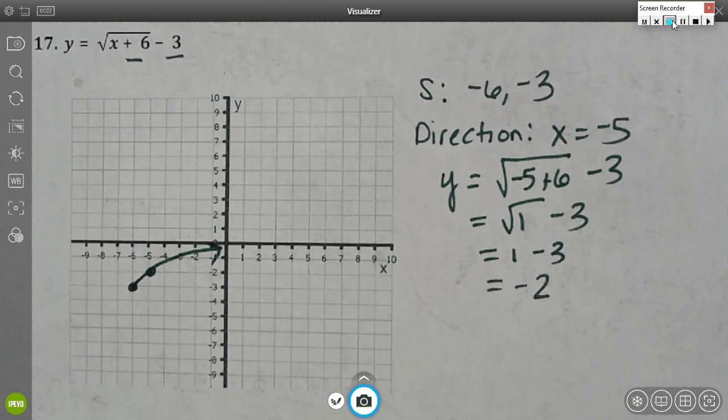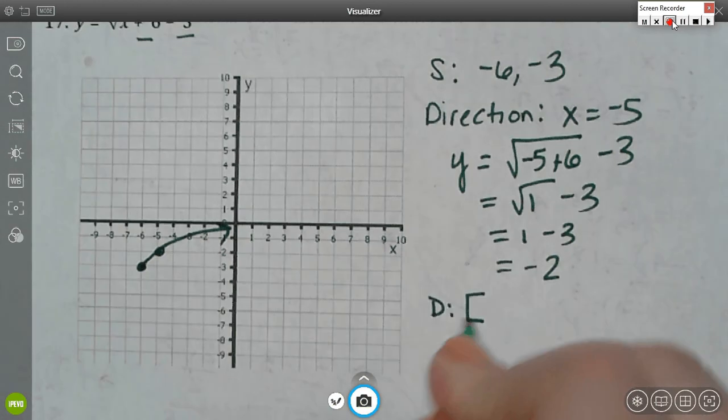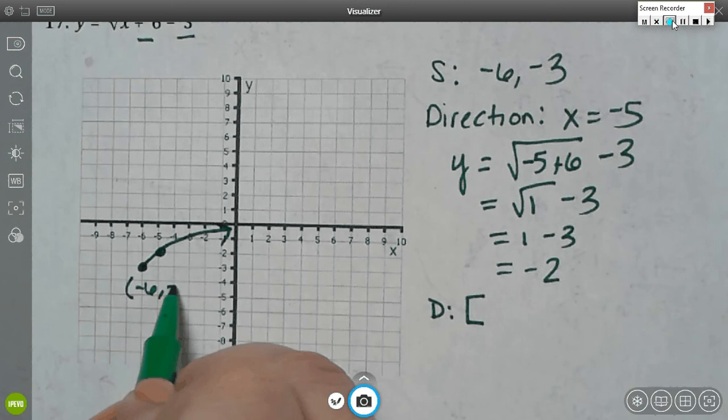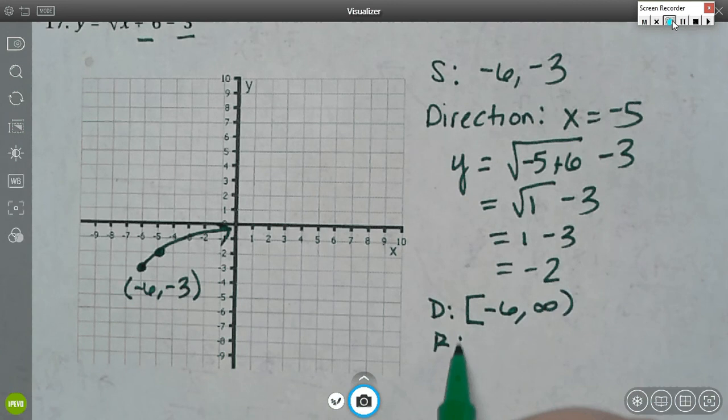I do need the domain and range here. The domain goes from this starting point, remember, is -6, -3. So the domain goes from -6 to infinity, whereas the range goes from -3 to infinity.